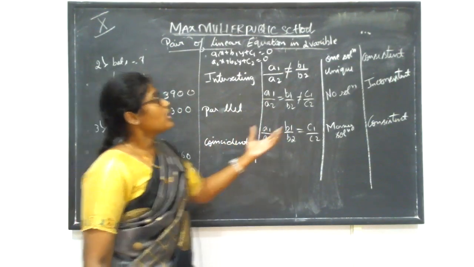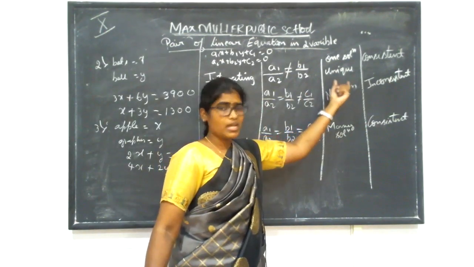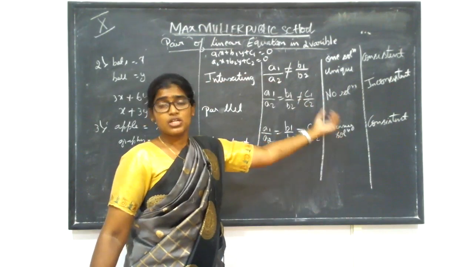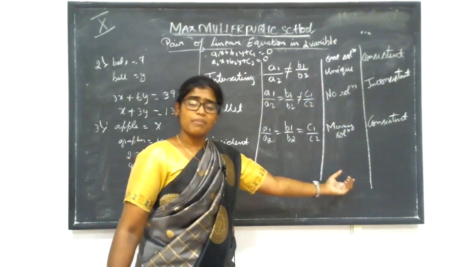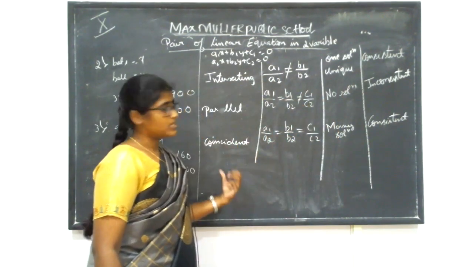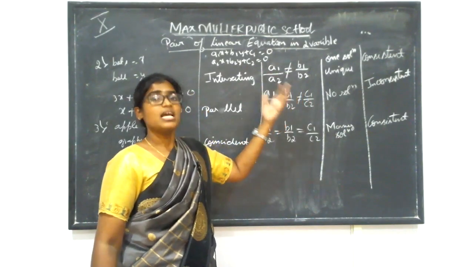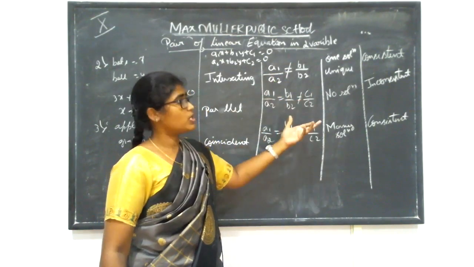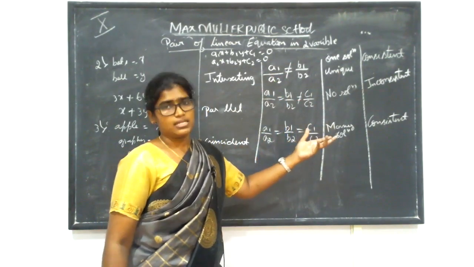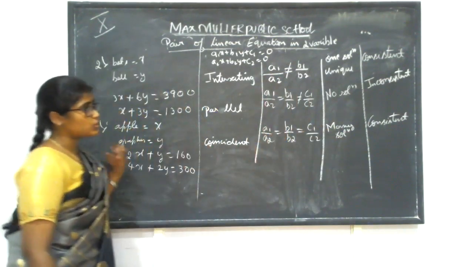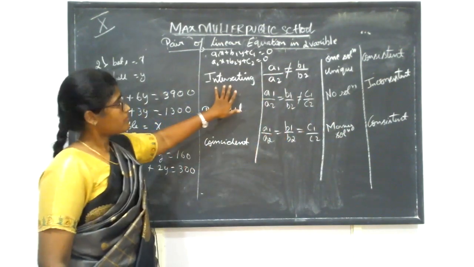Clear? And if you have a solution, it is unique. That is for intersecting. No solution is for parallel, and you have many solutions for coincident lines. Clear? If you have solutions, you are going to tell it as consistent. If you do not have a solution, you are going to say it as inconsistent. Clear about this? Any doubts you have? I guess it is clear for you.